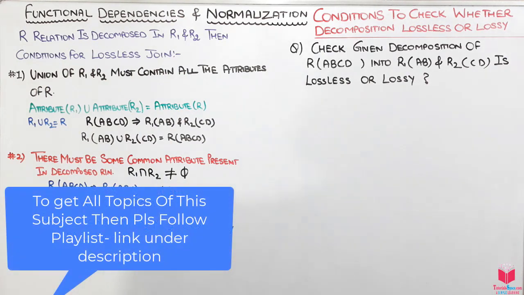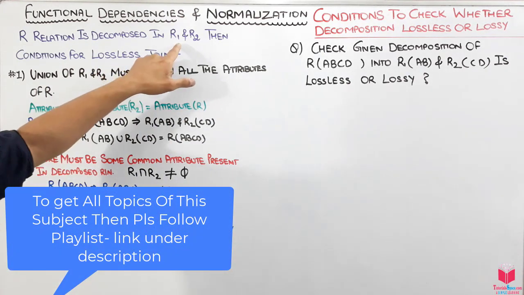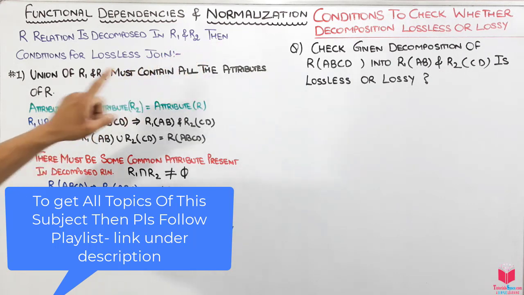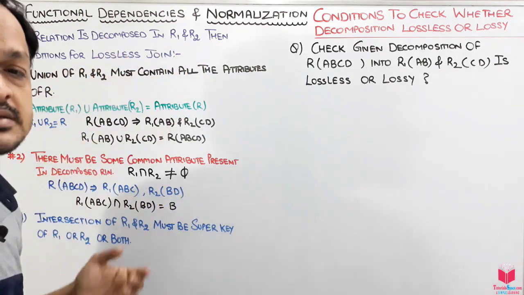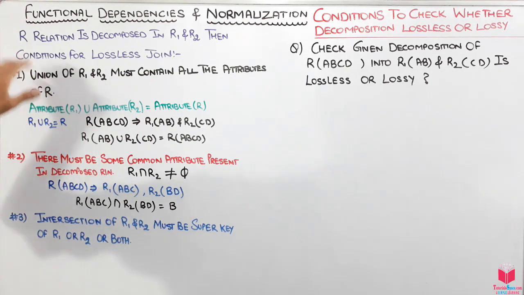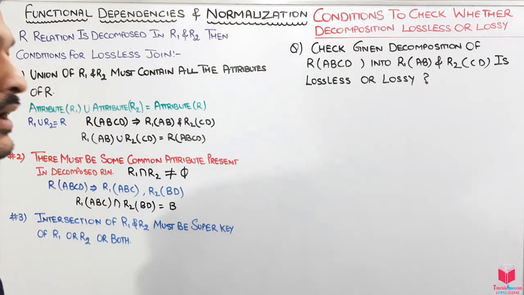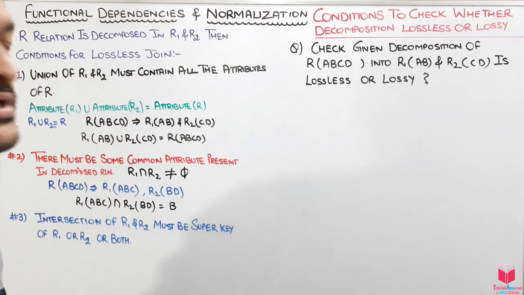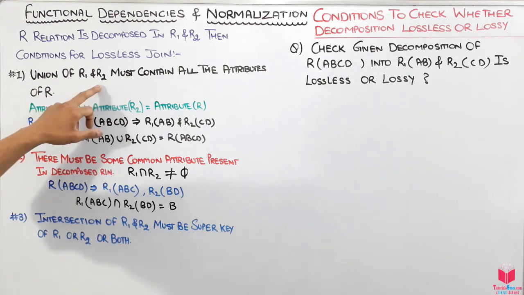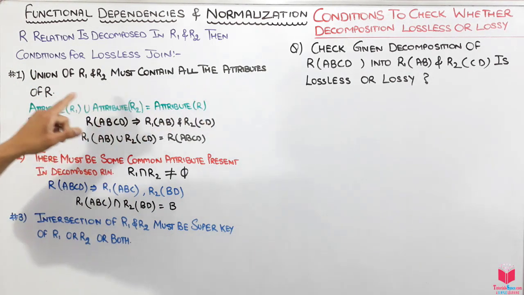In this, a relation R is decomposed into R1 and R2, then conditions for lossless join. We have taken an example in this. A relation R is decomposed into R1 and R2, and we will find the three conditions here. On that basis, we will say whether it is a lossless or lossy join. Let's see the first condition. The union of R1 and R2 must contain all the attributes of R.